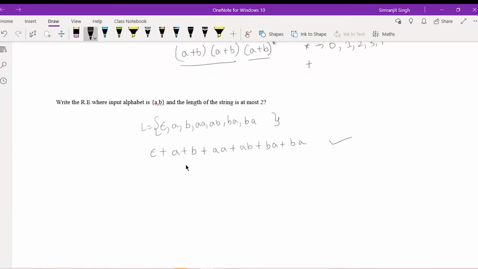So what can you derive from here? You can also write it like this: sigma plus this, or for the two length strings, a plus b or a plus b. These are three different regular expressions that are accepted in the language. So this is also true. If for a particular language multiple DFAs are possible, in the same way for a particular language multiple regular expressions are also possible.